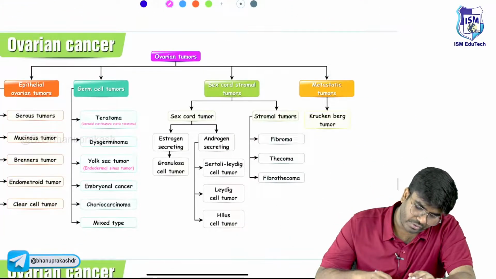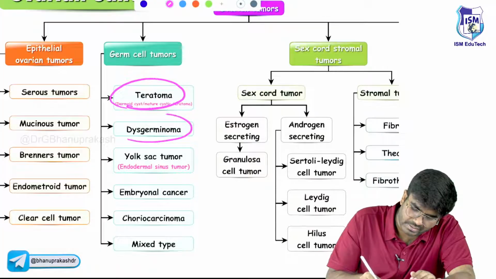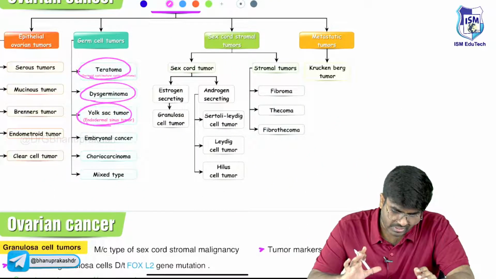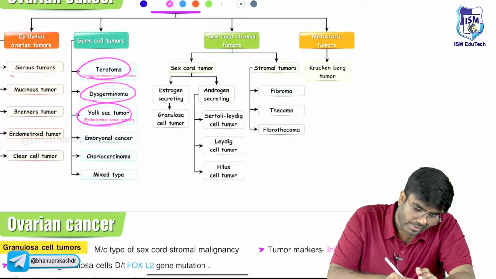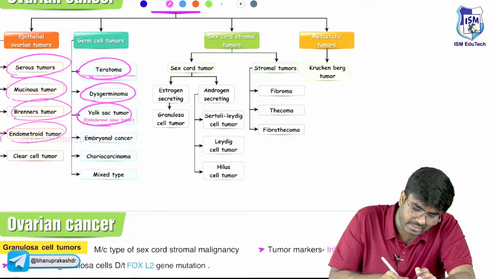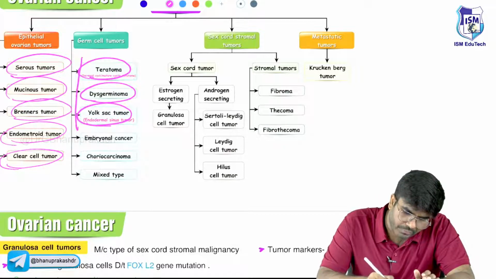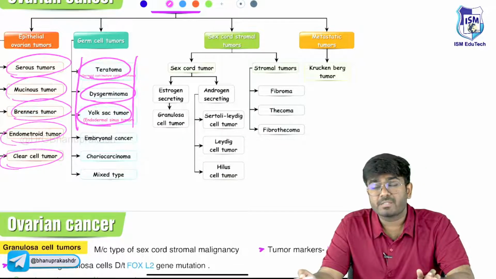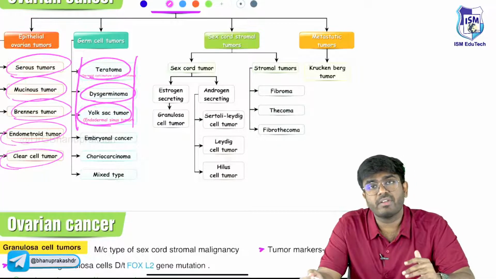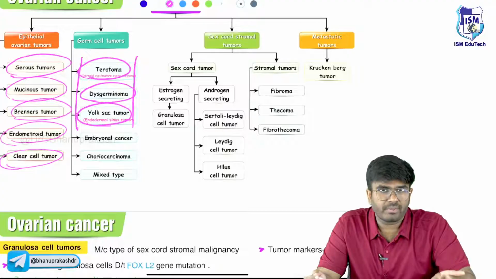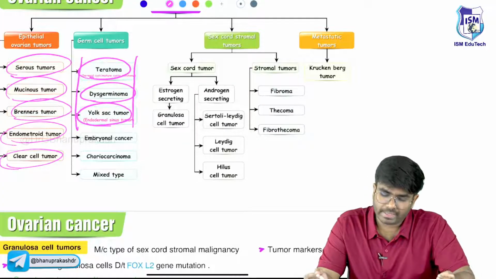So with this, what have we completed? We have completed teratoma, dysgerminoma, and yolk sac tumors. These are the three important things I want you to know. Here I have discussed everything: serous tumors, mucinous, Brenner's, endometrioid, clear cell tumors. These are the three types I want you to know for your exam, especially from pathology. I am giving more than pathology, trying to integrate as much as possible with gynecology.